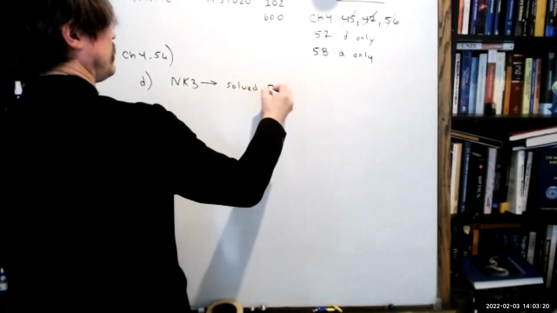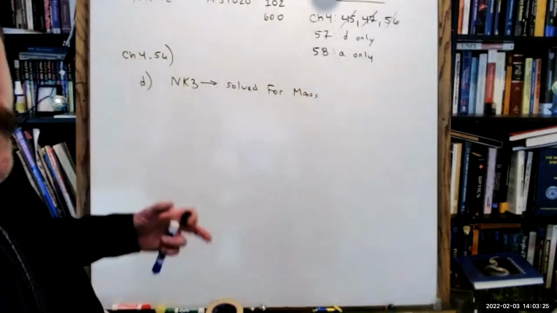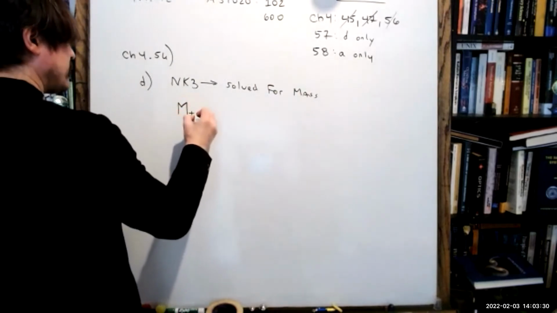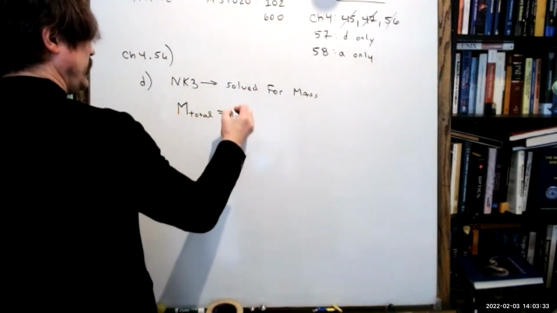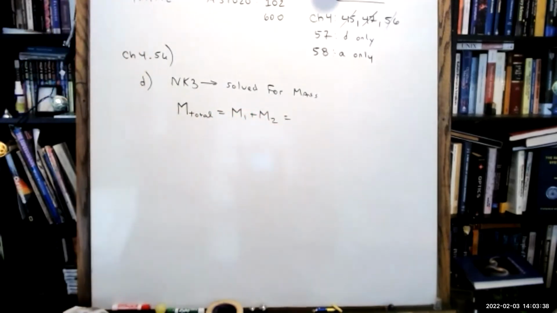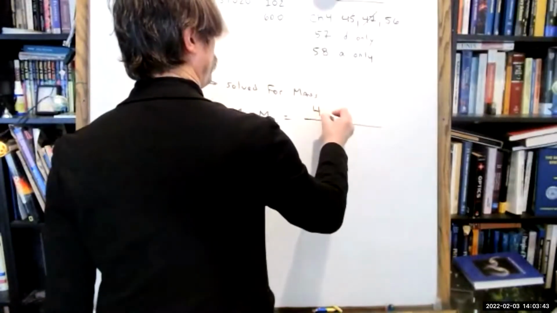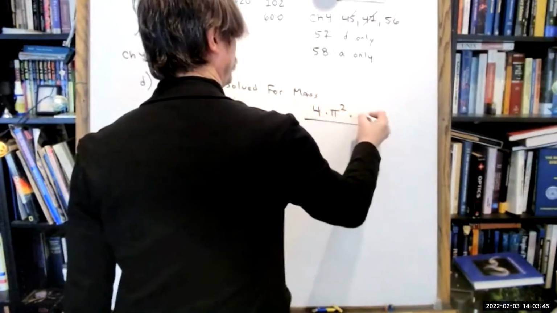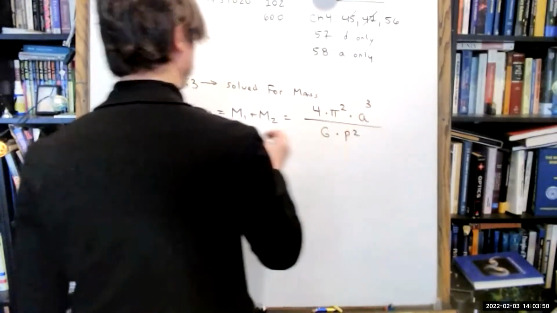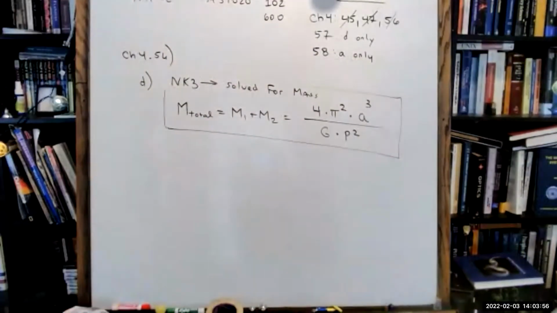It's the version that's solved for mass. And this is the actually useful version of NK3, believe it or not. It's that the total mass of a system, in other words, M1 plus M2, if you solve the equation for that, NK3 now becomes 4 pi squared times a cubed over G P squared. This is a really important formula in this course.